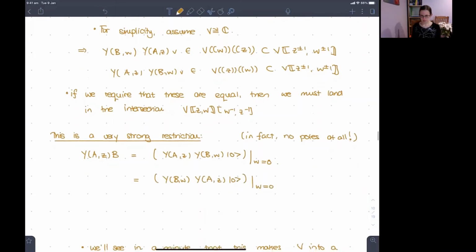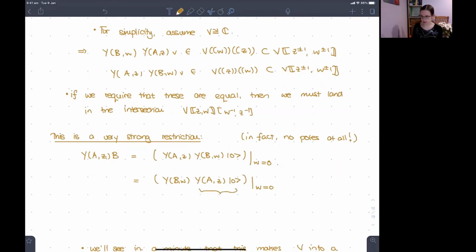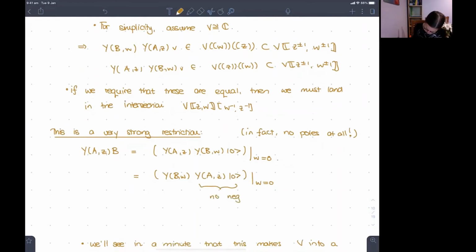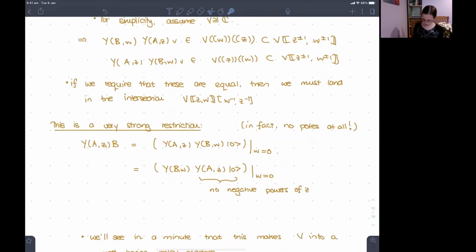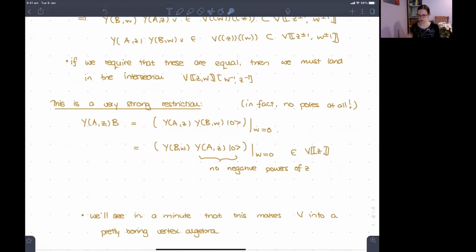But now by the vacuum axiom again, this guy here has no negative powers of z. And then we're setting w equal to 0, so there's no w's involved. So this entire expression here has z's in it and no negative powers, and so it actually lives in here. And so if we required that all of our vertex operators commuted in this strong sense, then actually there would be no poles at all. And we'll see in a minute that this makes a pretty boring vertex algebra, and we wouldn't need the machinery of vertex algebras for anything.